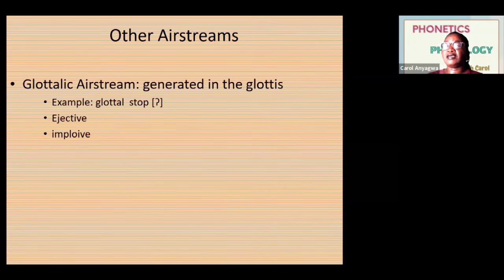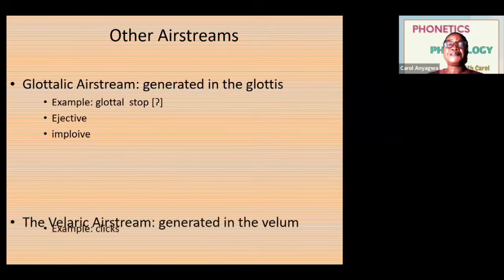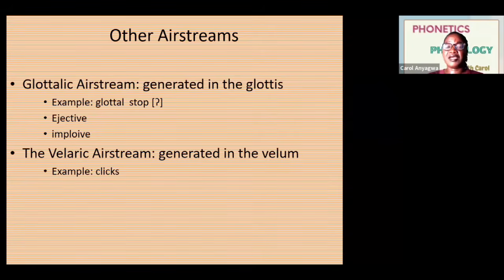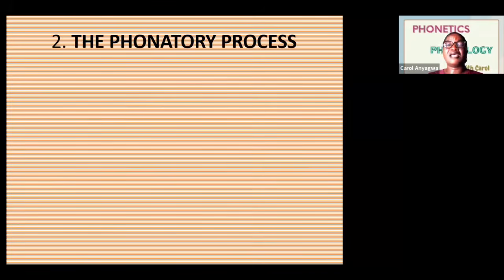You produce them using the glottal airstream. We also have the velaric airstream. It is generated between the velum and the back of the tongue, and that is the airstream that is used for the production of clicks. So long for airstreams. Let's move on to the second process, which is the phonatory process.